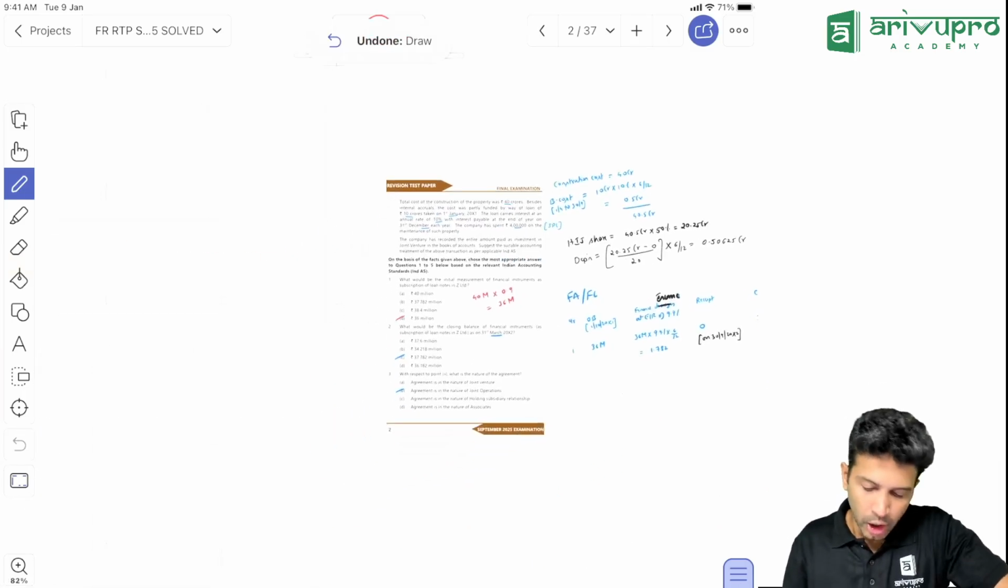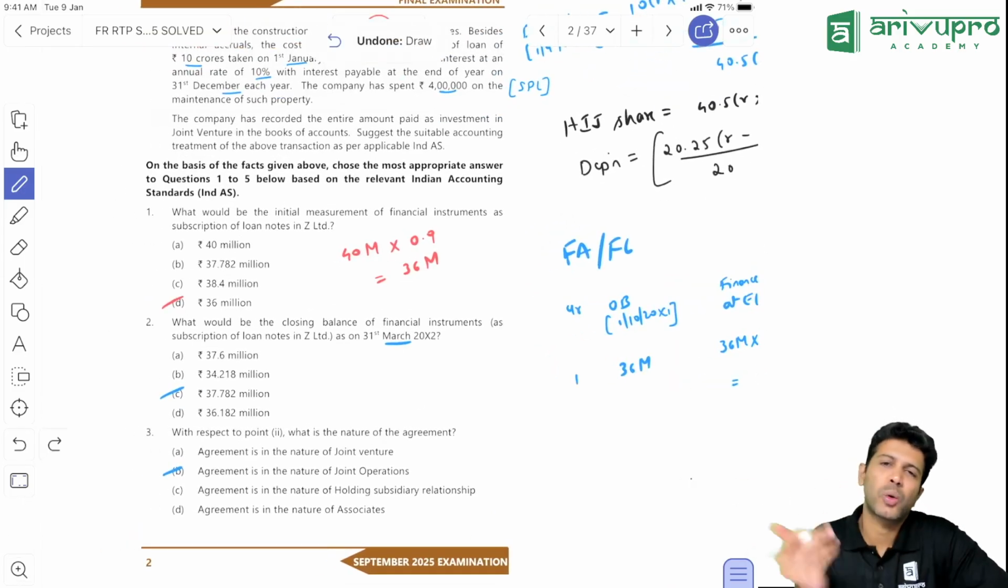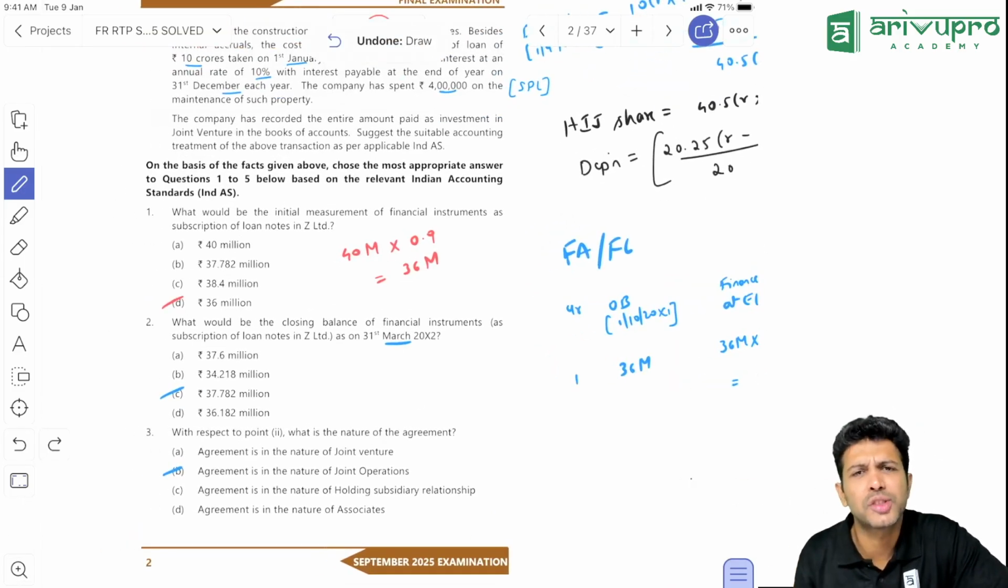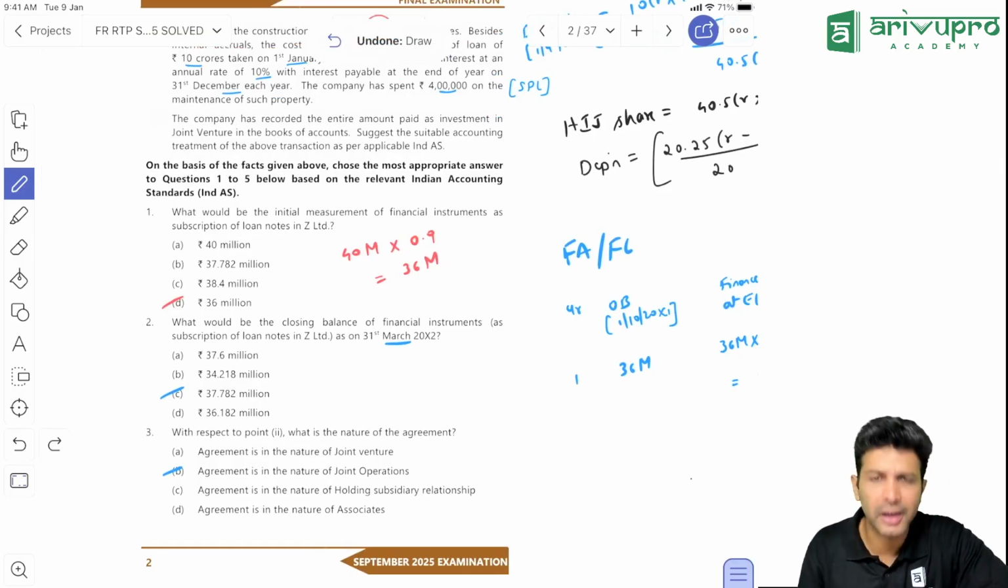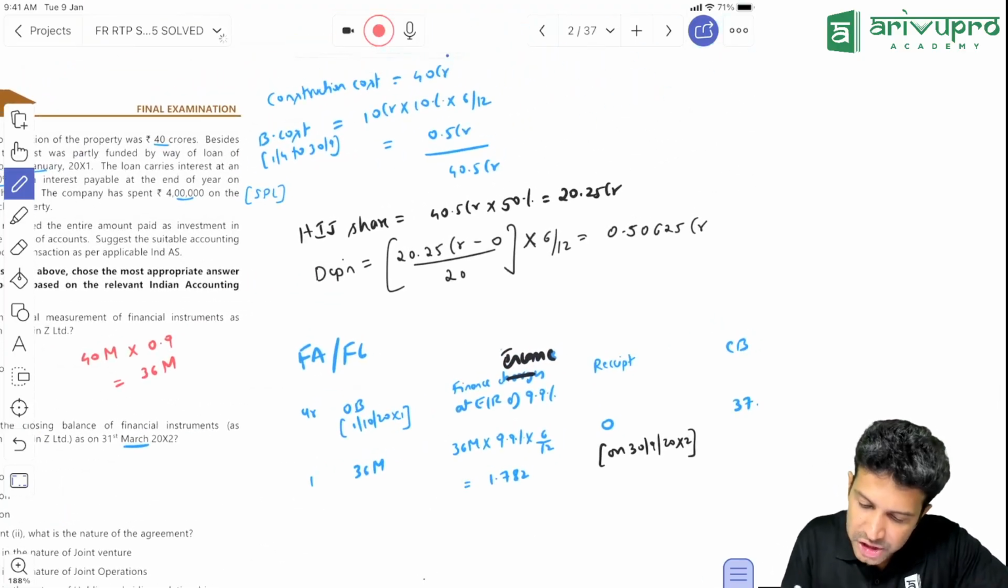Okay, sir. All right. Now, what have they asked about this? One, they're asking what is the nature of this agreement? In the question itself, they told us this is in the nature of joint operation. So B for Bengaluru is the right option. Then they asked, what is the PP value? PP value, initial recognition of PP.